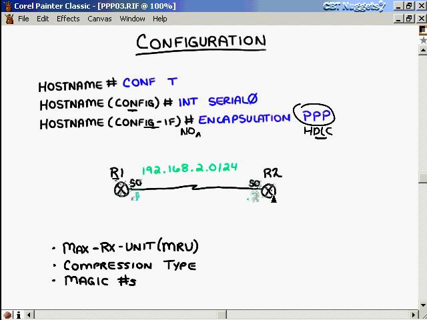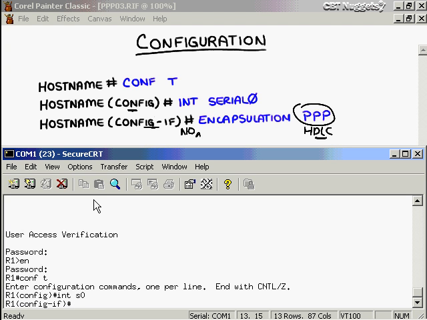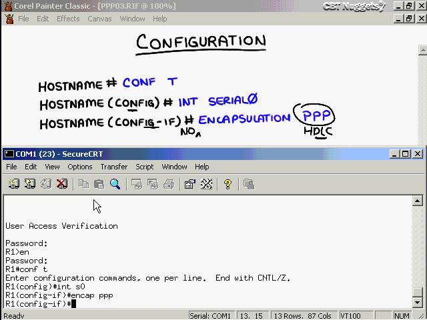The first router we're going to jump into for configuration is router number 1, as denoted here by the prompt. As you can tell, I'm already in the privilege mode. So what I'm going to do is just get myself into the configuration mode, and then we're going to assign ourselves to an interface, in this case serial 0, and then encapsulation. We can use the short forms of these commands. So encap PPP will get us encapsulation PPP.